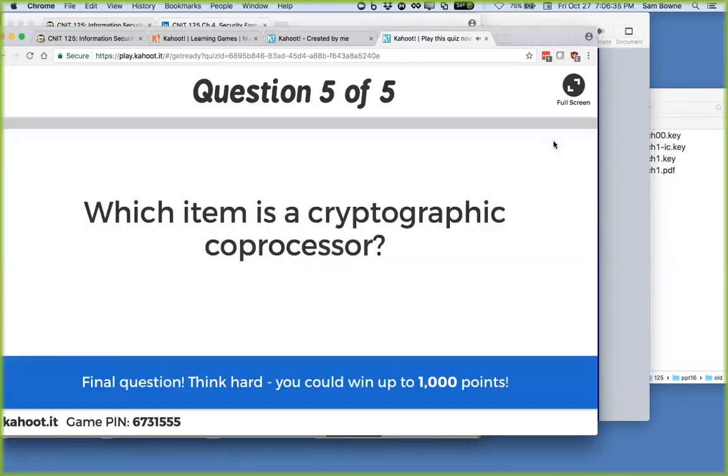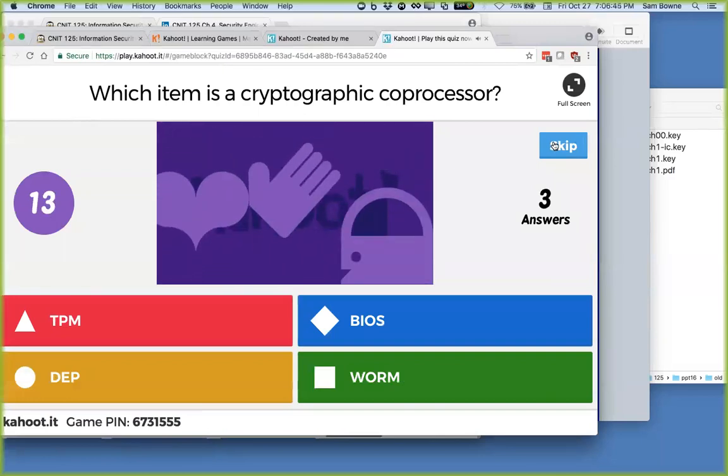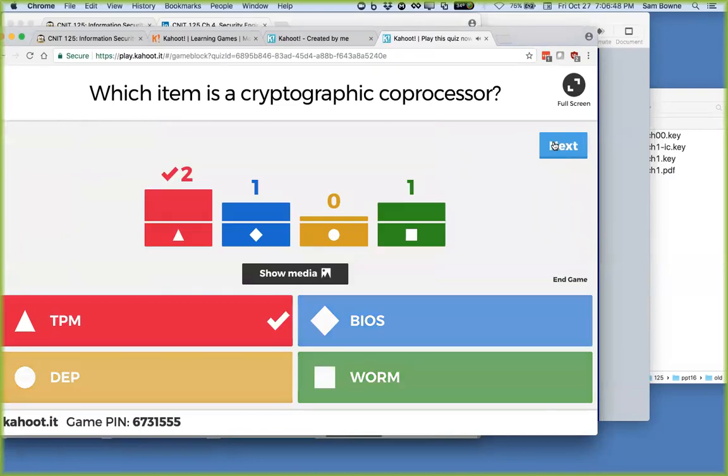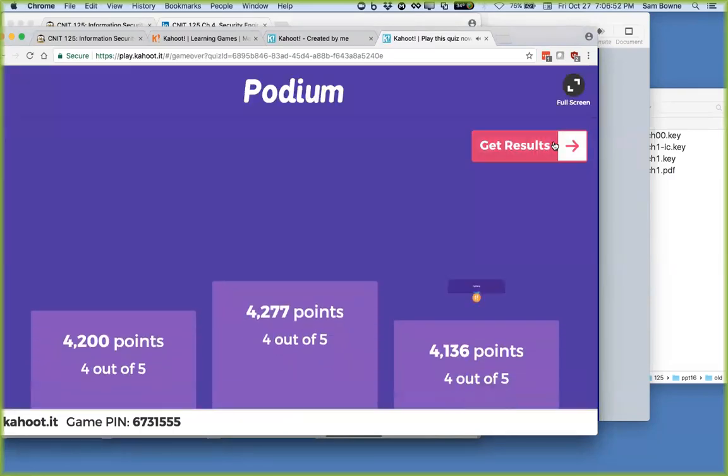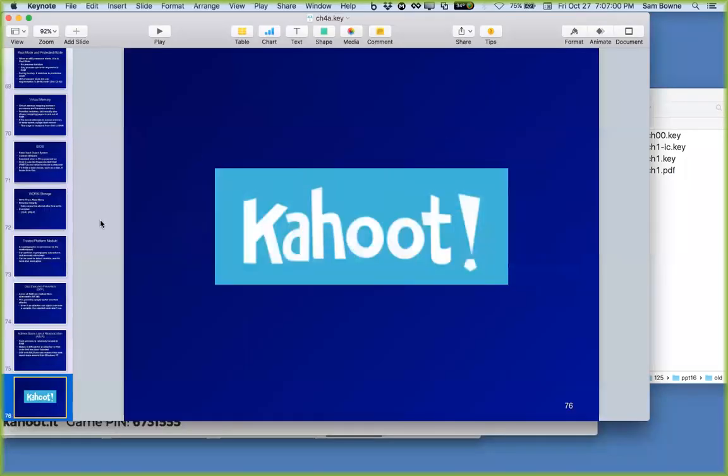All right. Where's the cryptographic coprocessor? All right, the trusted platform module. That's it? Okay, good. KT is the winner, I see, although it looks pretty close. All right. So let's go back and do some more of this.